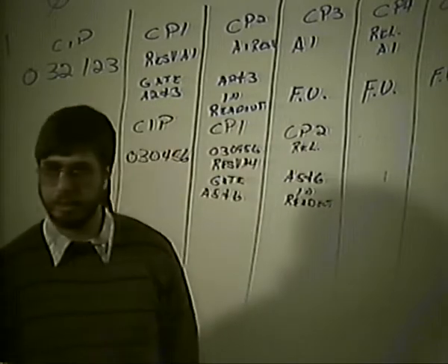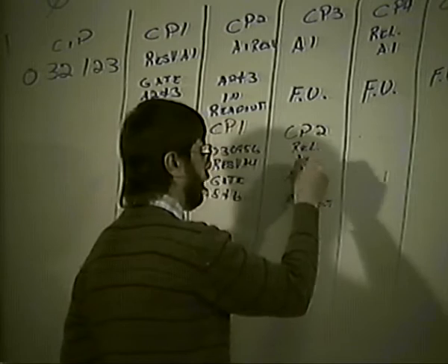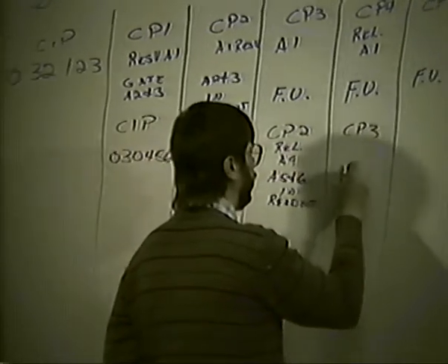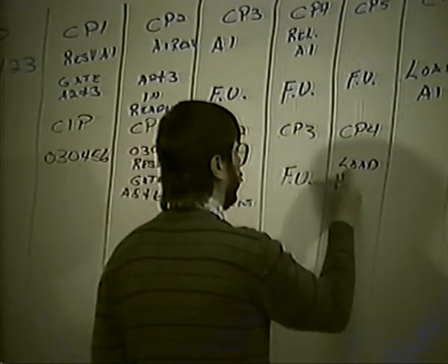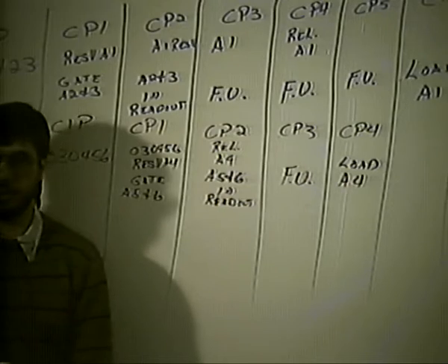Release A1 here? Or A4 here, I mean? Everybody agree with that so far? At clock period 3, I'm in a function unit. CP4, load A4. Well, that was kind of neat, wasn't it? We issued this instruction 1 clock period later, but it finished a clock period ahead of the other one. Anything wrong with that?